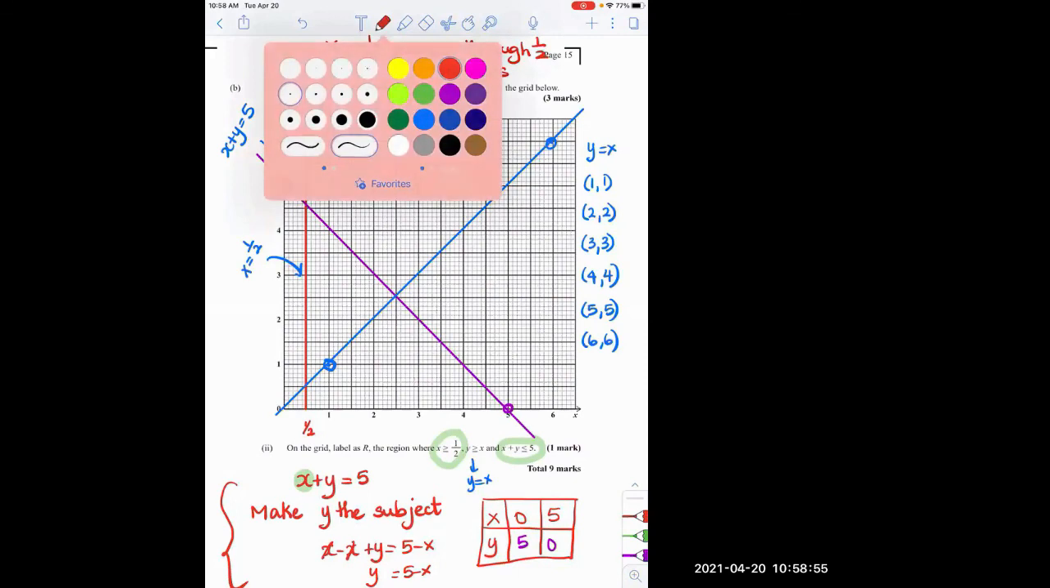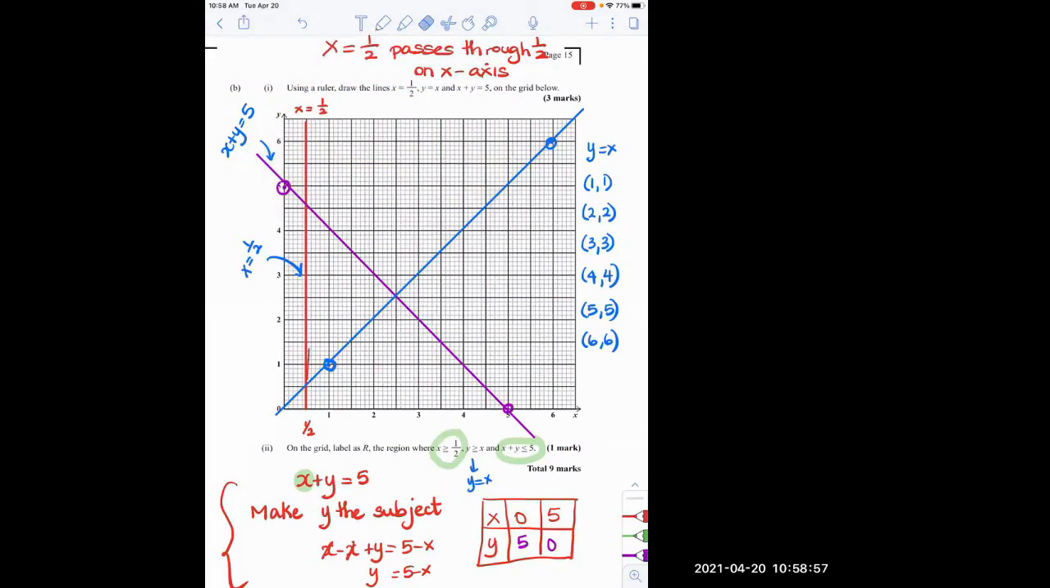And the common region is this region here.